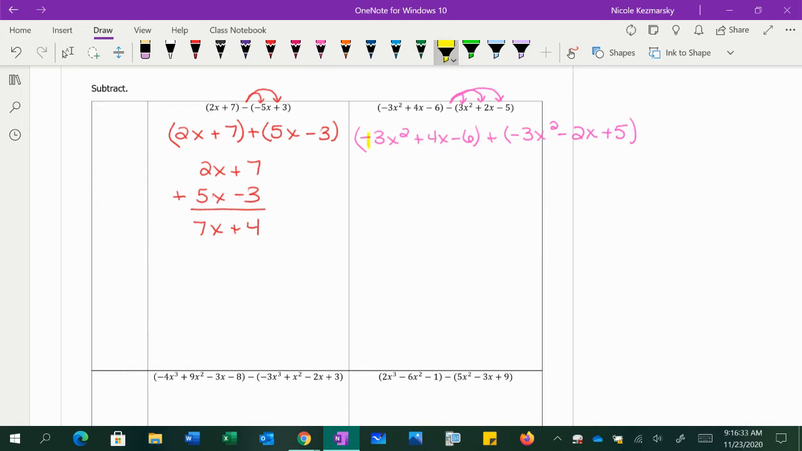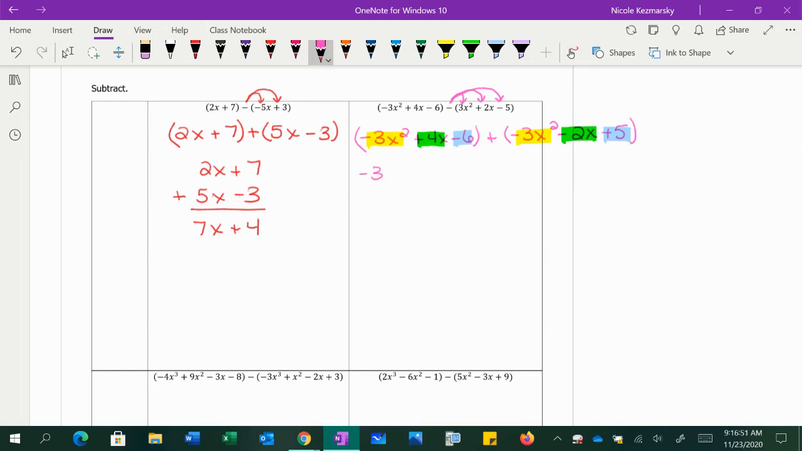And then we've got a negative 3x squared and a negative 3x squared. So those will be like terms. And we've got a 4x and a negative 2x. Those will be like terms. And negative 6 and positive 5. Those will also be like terms.